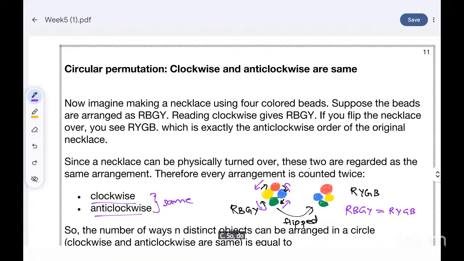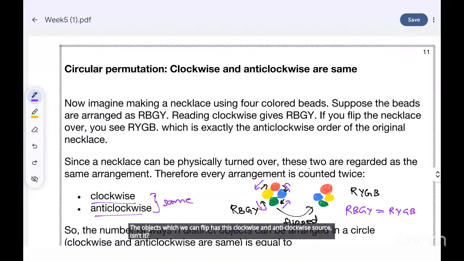So do you understand how they are same? Because if you flip them over, you get the anti-clockwise. So clockwise and anti-clockwise are not different now. Do you understand this clearly? Yes or no? So the objects which we can flip have clockwise and anti-clockwise the same, isn't it? Exactly. Okay.